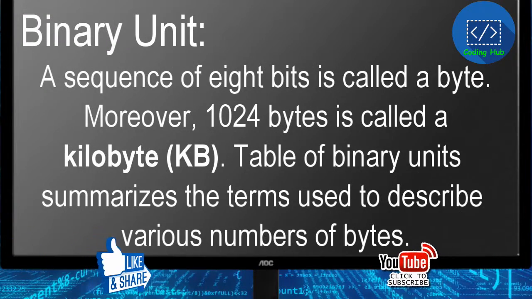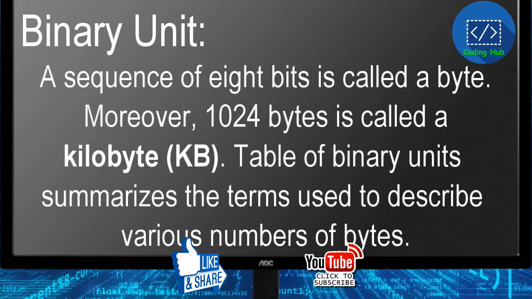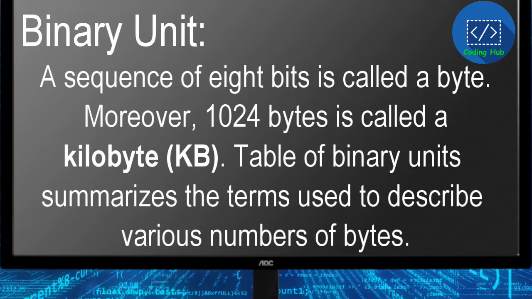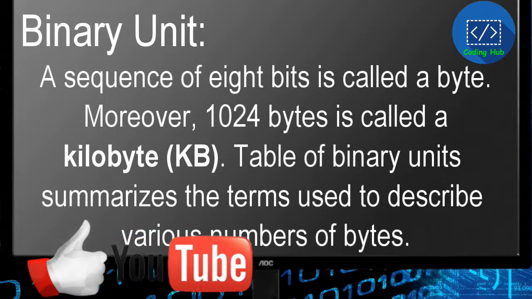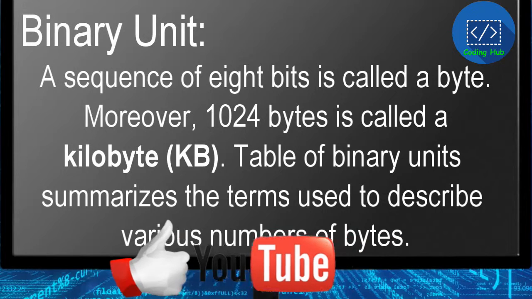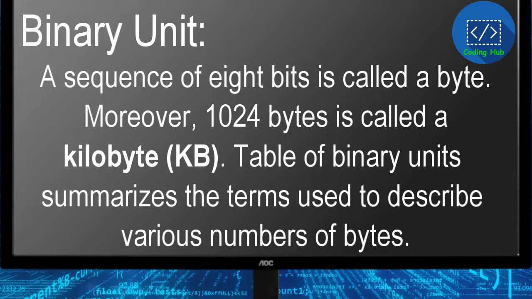Binary units. A sequence of 8 bits is called a byte. Moreover, 1024 bytes is called a kilobyte, KB. The table of binary units summarizes the terms used to describe various numbers of bytes.